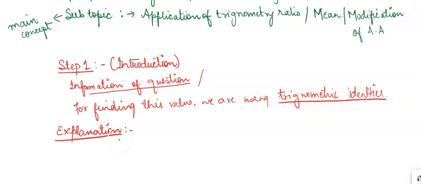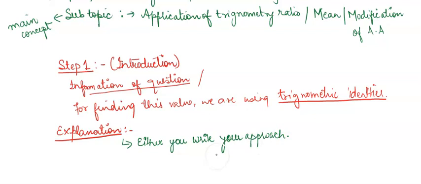To write in the explanation part, you can go with a few basic things. Either you can write your approach by which you have solved the question, or by which you are going to solve the question. You can write your approach here, like by using trigonometric identities, we are able to find the value of x, or we are able to find the angle trigonometric ratios or something like that.